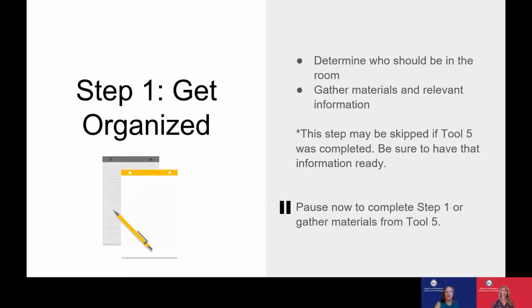Just as in tool 5, step 1 for using tool 6 means getting organized. This step may be skipped if your team has already made the determinations as a result of completing tool 5. Please pause the video as you get organized and/or gather your materials. Once you have your information gathered, please resume the video.